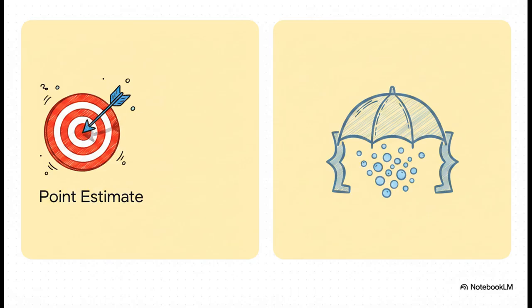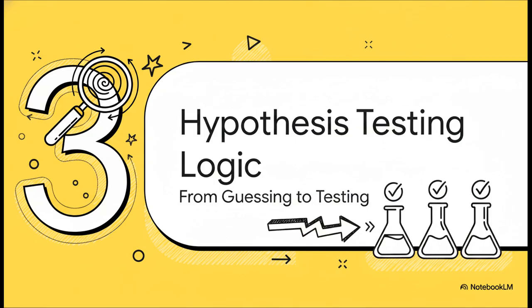Alternatively, you can use an interval estimate. This gives you a broader range of values, stated in terms of probability, that likely contains the true parameter. So a researcher basically has to choose between a precise but risky single number or a safer, broader range based on fundamental probabilities. All right, Section 3, the logic of hypothesis testing, from guessing to testing.